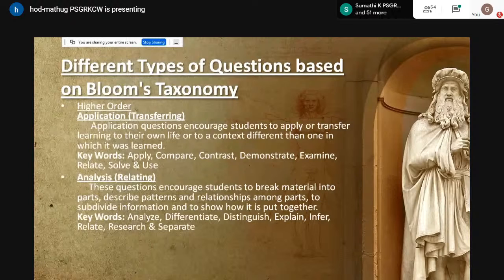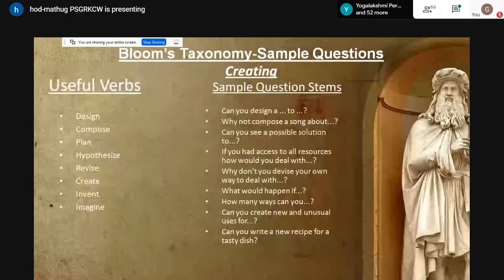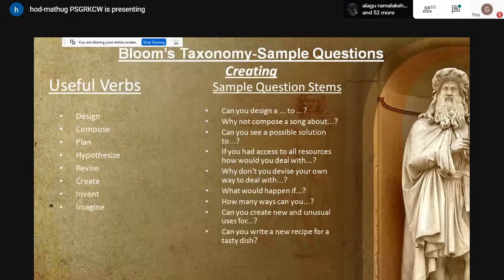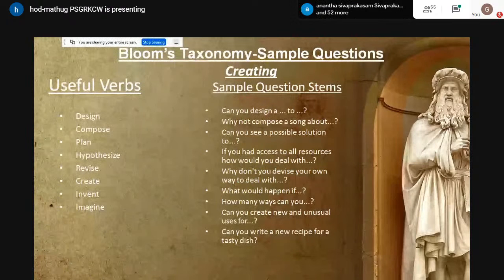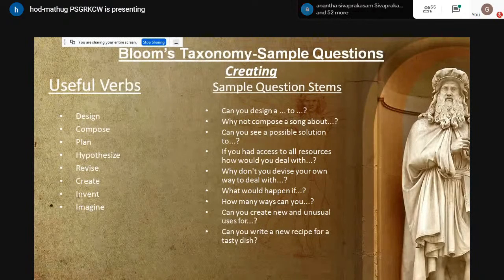Say for applying, you have useful verbs and sample questions. For analyzing, for evaluating, and for creating, we have it. Okay. So when you have useful verbs and sample questions, how do you apply this Bloom's taxonomy? Can you give a sample question?